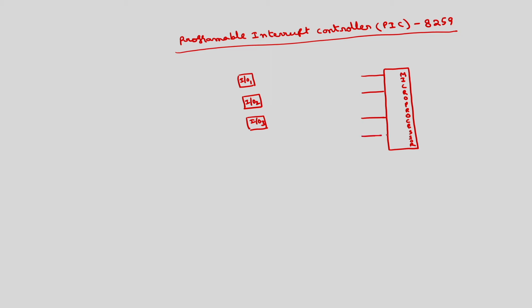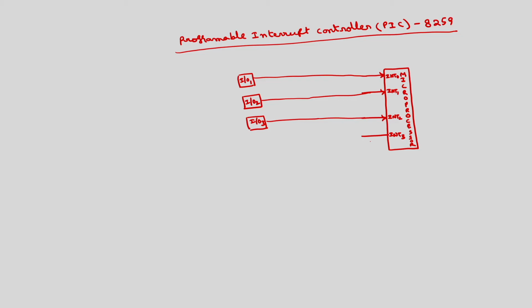Suppose I have say 4 interrupts and 3 devices, I can nicely connect each IO device to one of the interrupts. This is INT 0, INT 1, INT 2, INT 3. In this case there is no conflict, because the number of interrupts is more than the number of IO devices.